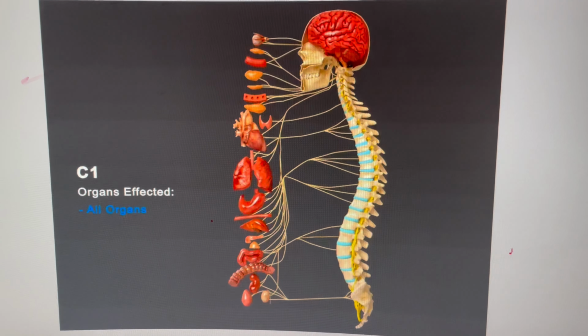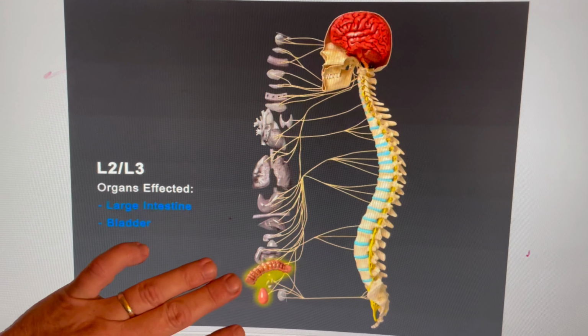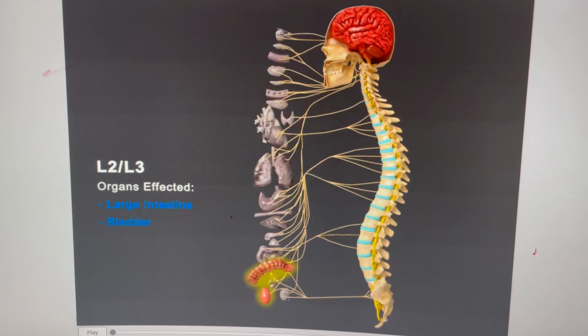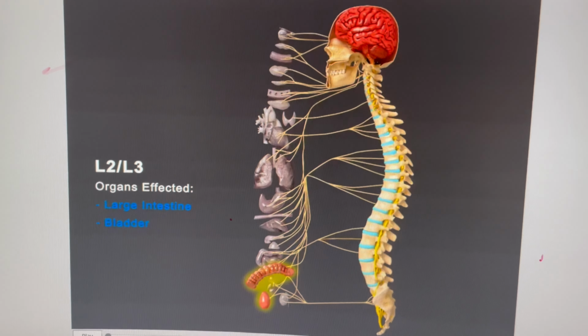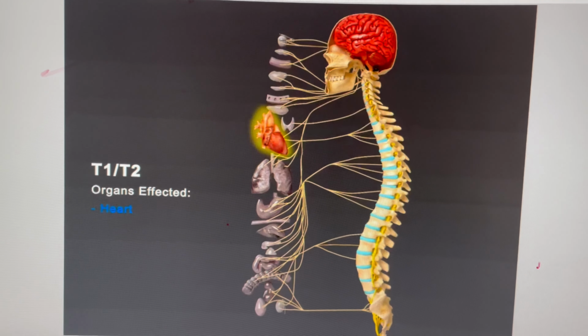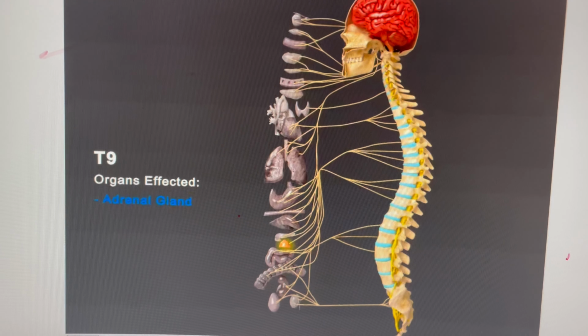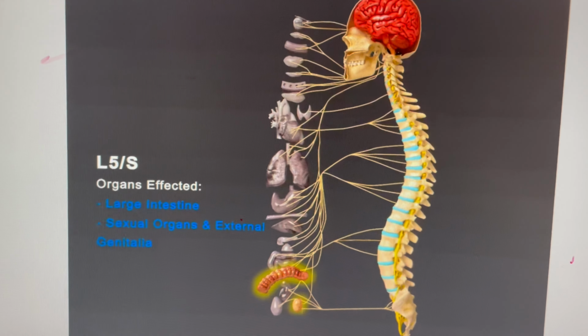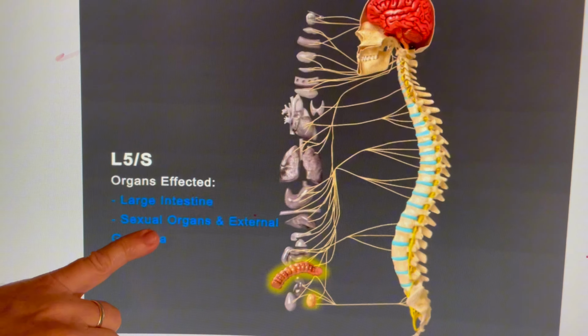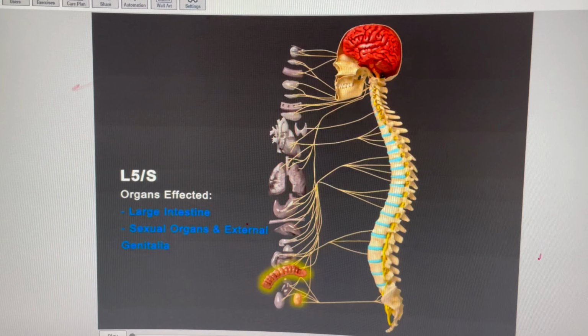So if we ran the scan over, let's say, your L2 area, then your large intestine and bladder could be affected. If we run the scan over, let's say, T1, T2, then your heart can be affected. If we're at T9, your adrenal glands could be affected. If you're at L5, S1, this could be your large intestine, your sexual organs, and those areas can certainly be affected.